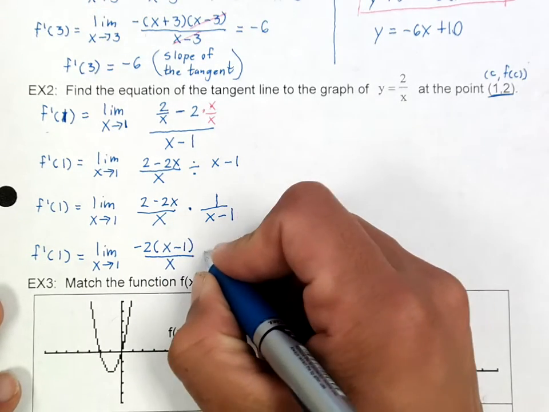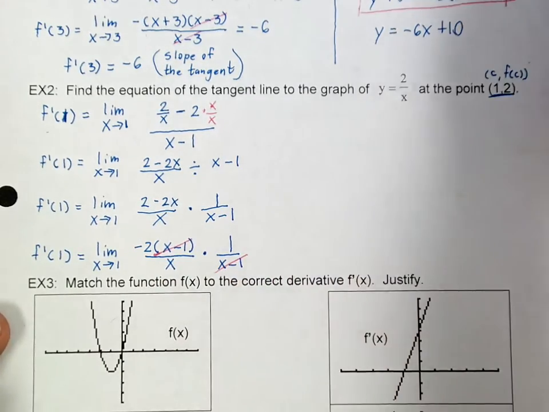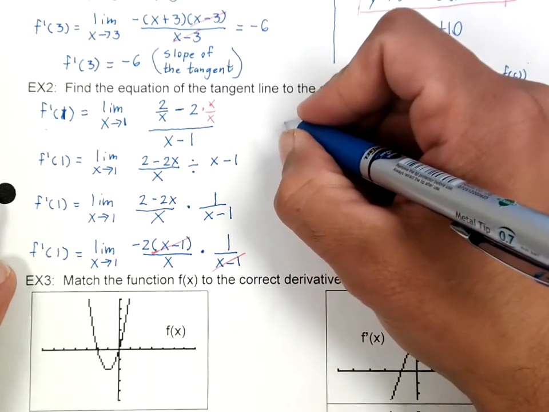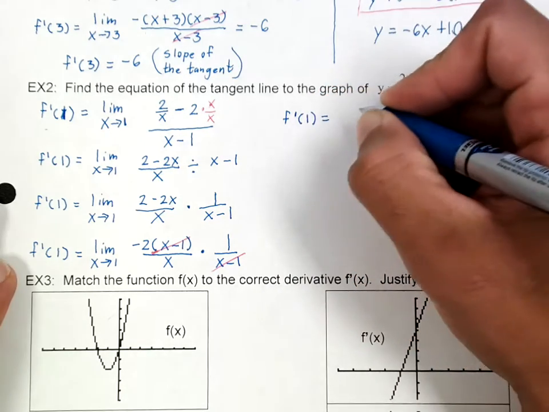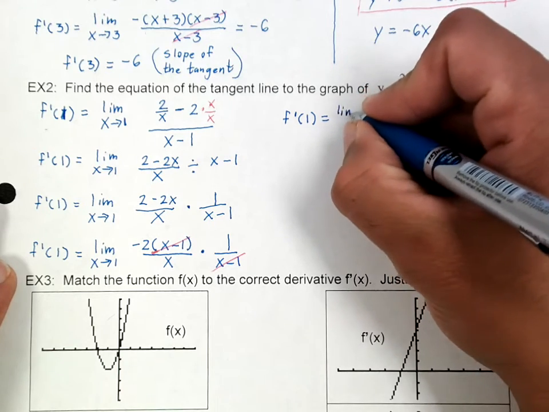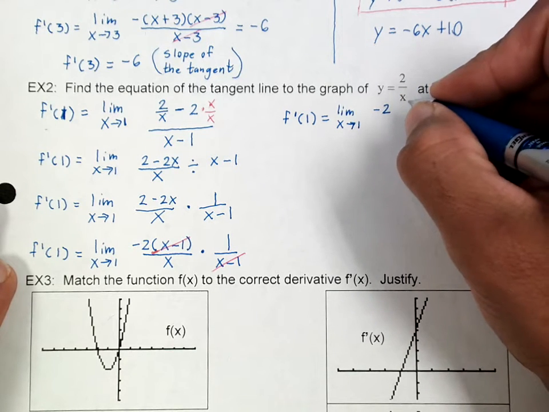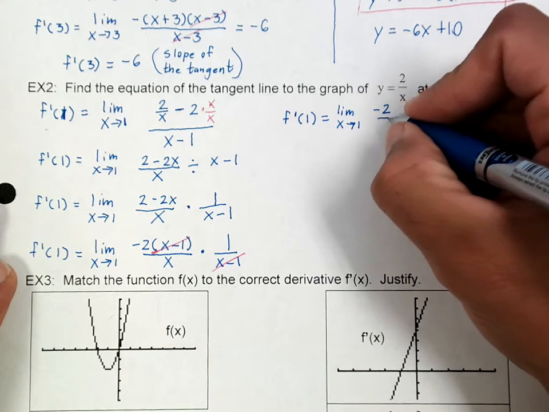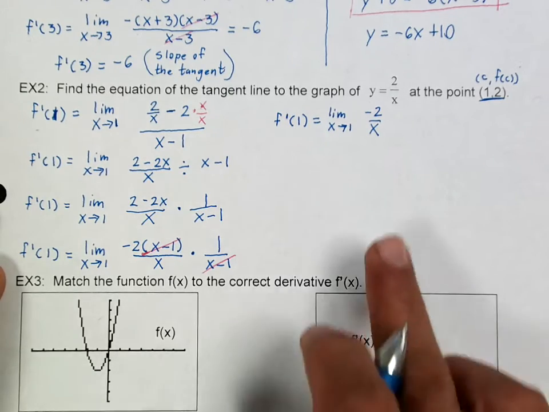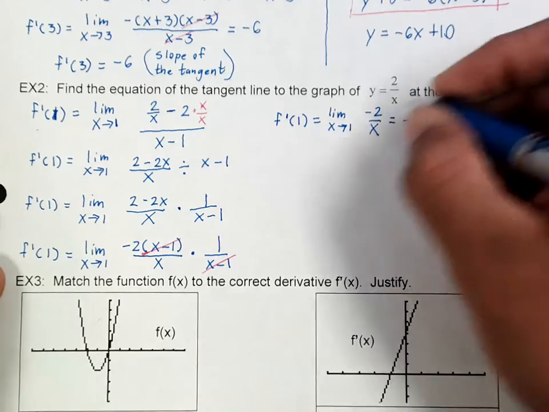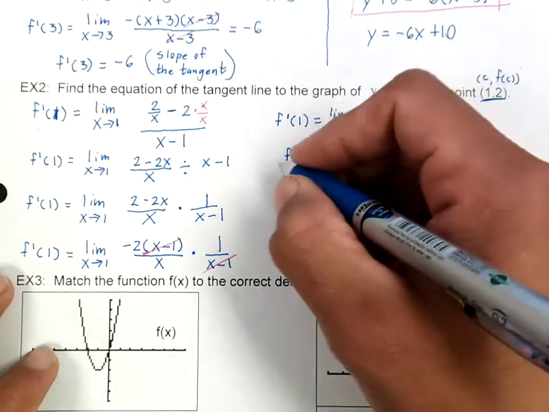All right. So this is going to be x, and this is going to be 1 over x minus 1. Now, this and this will cancel, all right? So finally, I can go over here and say that the slope of the tangent line at 1 is going to be equal to the limit as x goes to 1 of, let's see, negative 2 over x. Interesting. Didn't see that coming. All right, so all I have to do is plug in a 1 there, and when I do, I get a negative 2. All right, so f prime of 1 is equal to negative 2, okay?